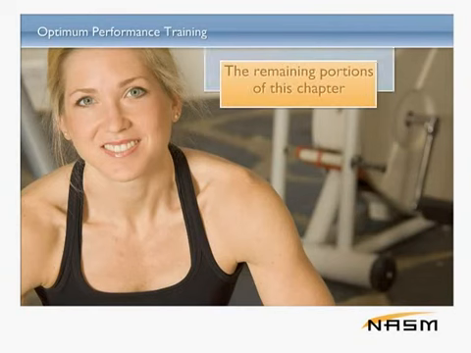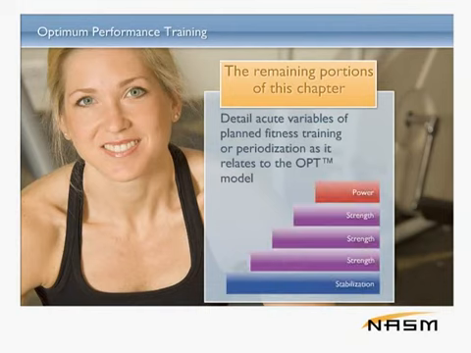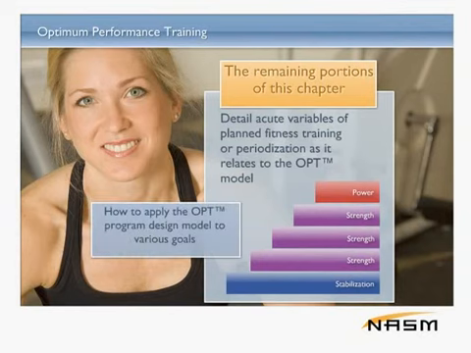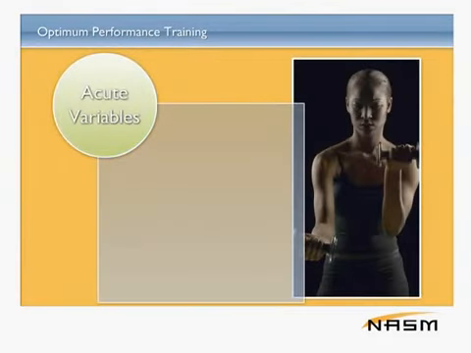The remaining portions of this chapter will detail acute variables of planned fitness training or periodization as it relates to the OPT model, the 5 phases of the OPT model, and how to apply the OPT program design model to various goals. Starting with acute variables.